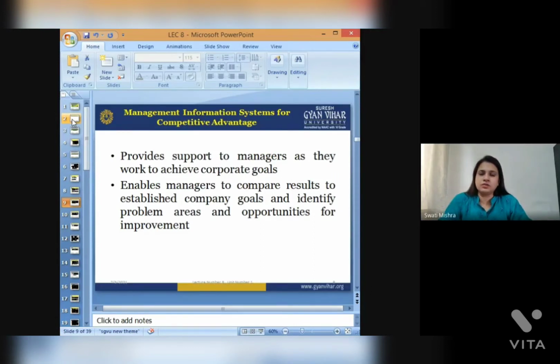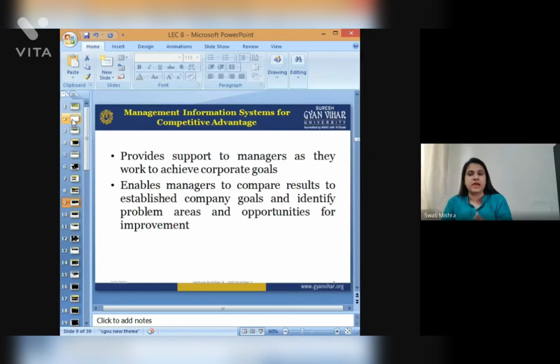So this management information system has its own competitive advantage because it provides a lot of support to the managers as they work to achieve the corporate goals. It enables the managers to compare the results with the established company goals, and of course to identify the problem areas and the opportunities for improvement.